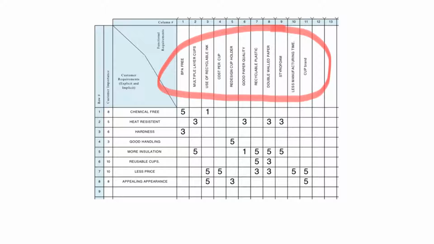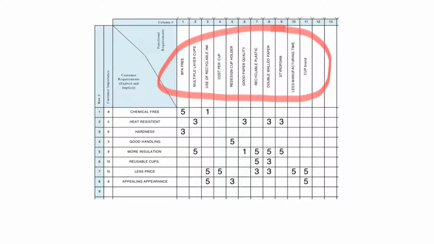Recyclable plastic is also interlinked with using recyclable inks. If you use the one-time cups and you use good paper quality, it's good from a sustainable point of view. But if we are using good paper quality and recyclable plastic lids on it, and we are not using the non-metallic inks available in the market, then it causes us a problem.